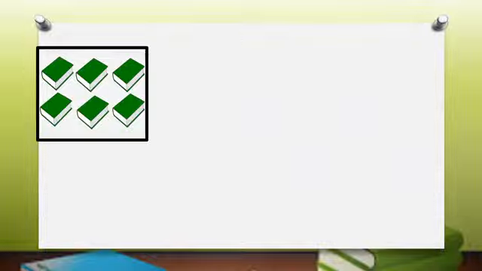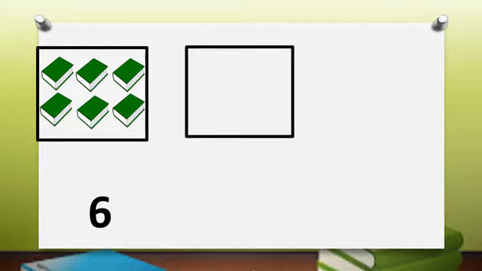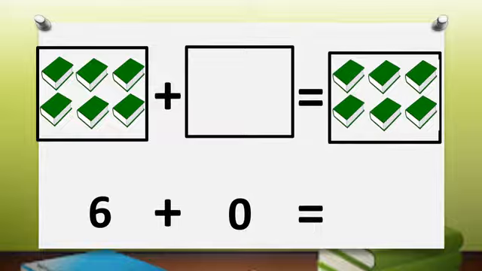In this example, in the first box there are 6 books. And in the second box there are no books, which means that there are 0 books. So let's count the total number of books. 1, 2, 3, 4, 5, 6. So 6 books plus 0 books is equal to 6 books.